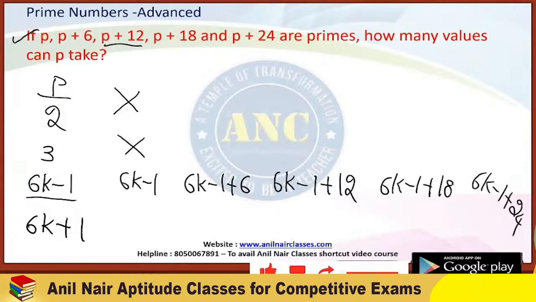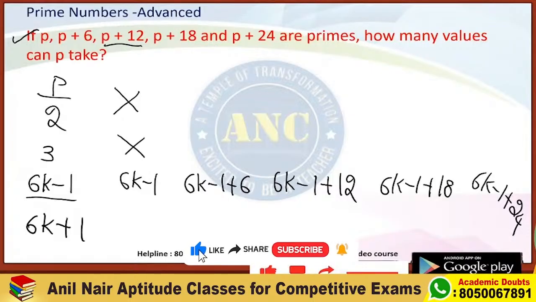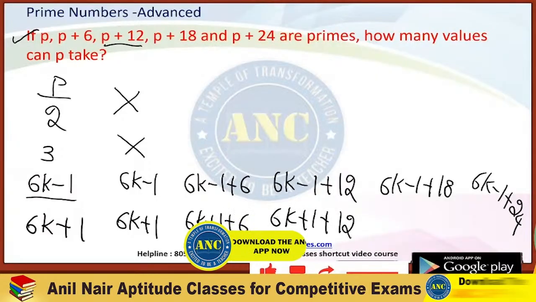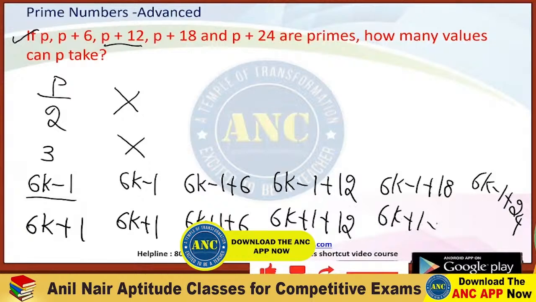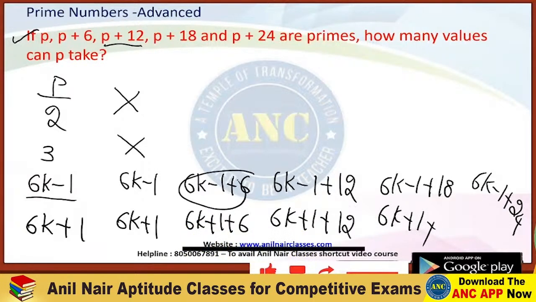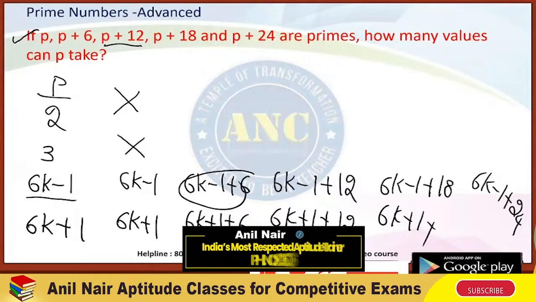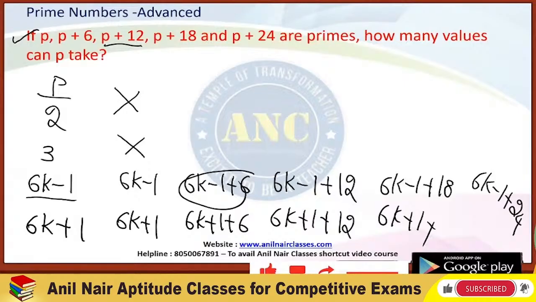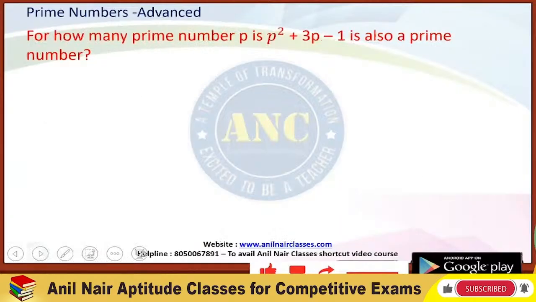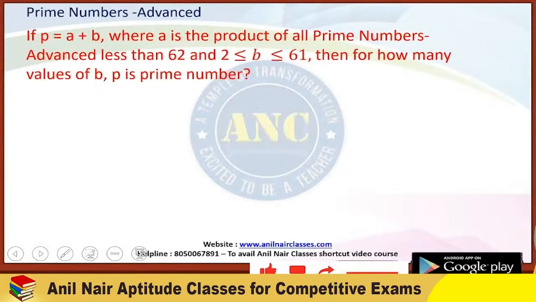I hope it is clear. So this is nothing but 6k plus 1, 6k plus 1 plus 6, plus 12, plus 18, that is 6k plus 5 where 5 when divided by 6 leaves remainder 1. Check if more than one value satisfies. If more than one value satisfies, the answer is countably infinite. This question also we solved.